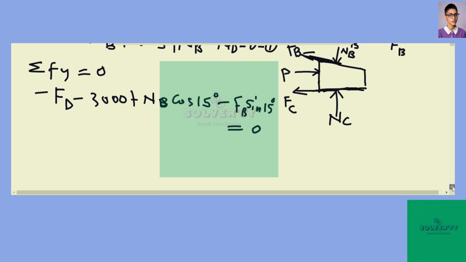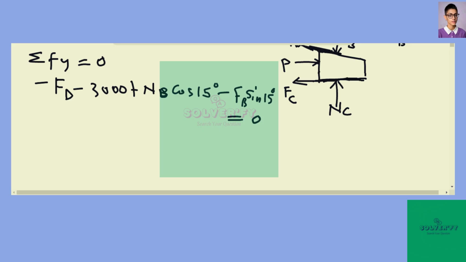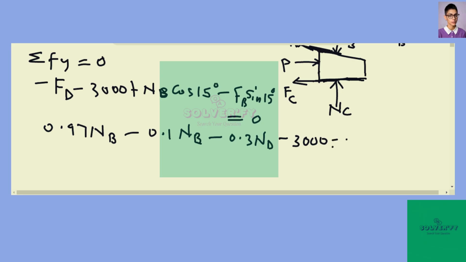Now when we work this out, we are going to arrive at 0.97 normal reaction at B, minus 0.1 normal reaction at B, minus 0.3 normal reaction at D, minus 3000 is equal to 0. So you can call this equation 2.